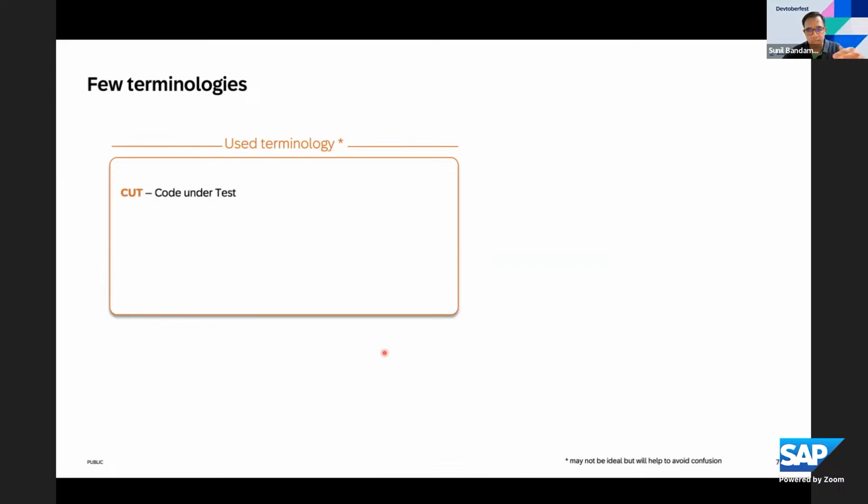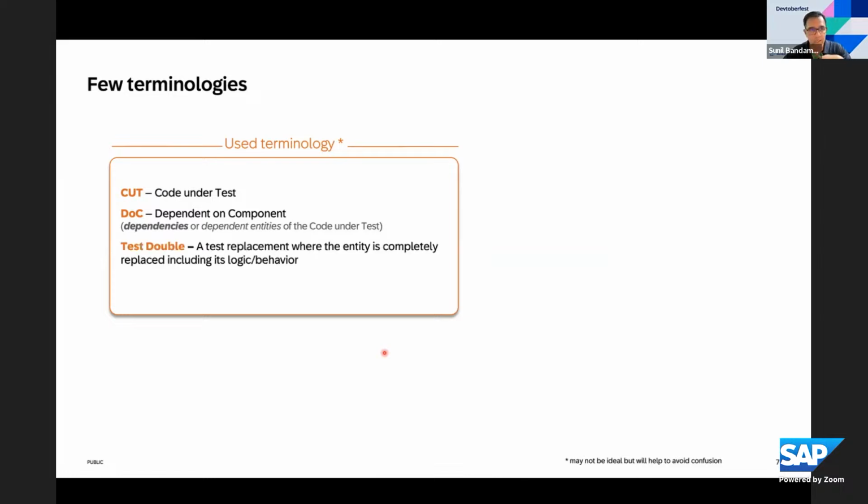One is the code under test, the code that is in the scope of the test. We can call it code under test, or CUT as an abbreviation, wherever you see it. And then dependent-on components are basically the dependencies that you have from your code under test, the dependent entities. The technical term for that is dependent-on component, or the acronym DOC.